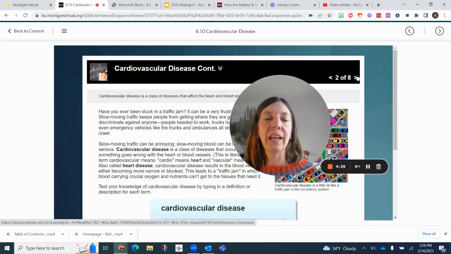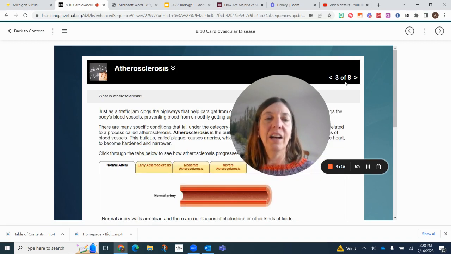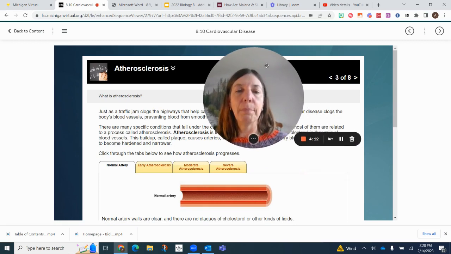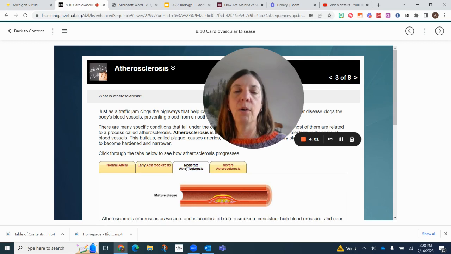In this one, we're looking at the definition of what cardiovascular disease is. It's a class of diseases where the heart or the blood vessels are not functioning properly. If we go to the next slide, we talk about one of the ways that happens, the process of atherosclerosis, which is when you have buildup of fat or cholesterol in the blood vessels and it starts to block. So you can see how it goes from early to moderate and then to severe where there's an actual thrombus formation blocking, and the plaque can fall off and block that.